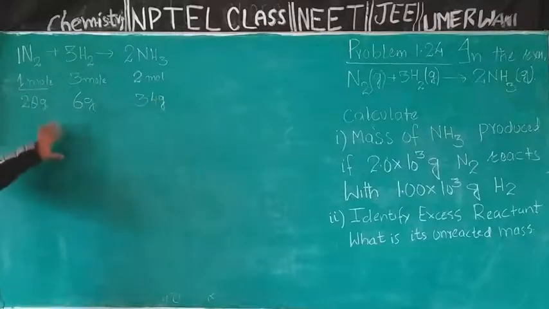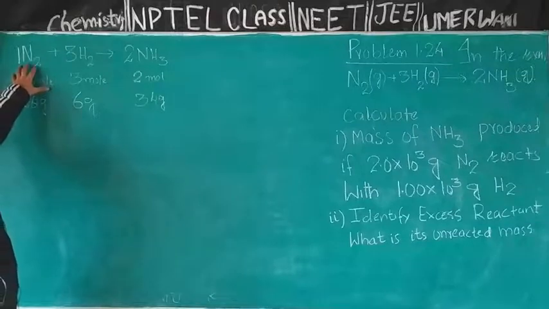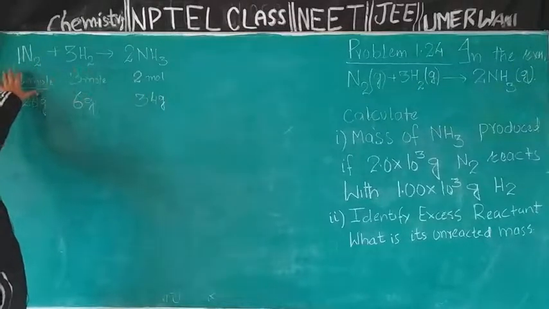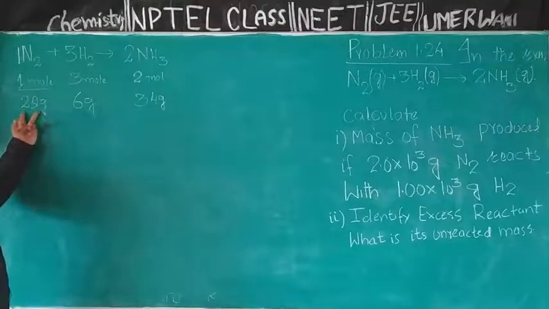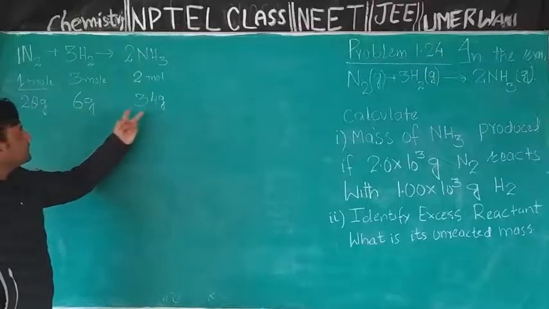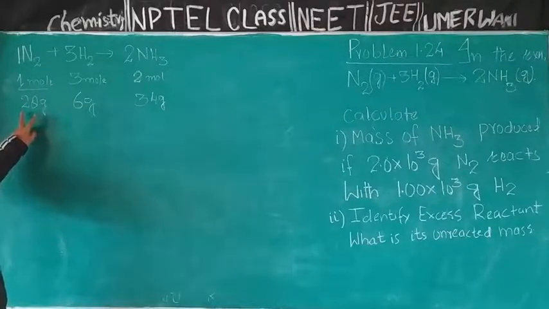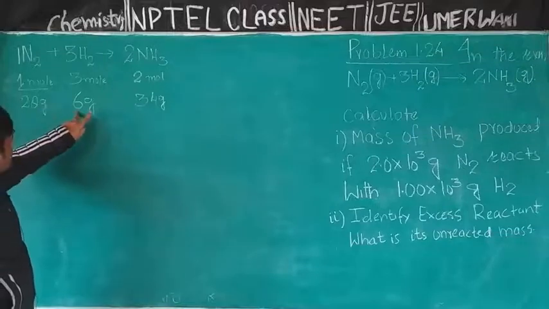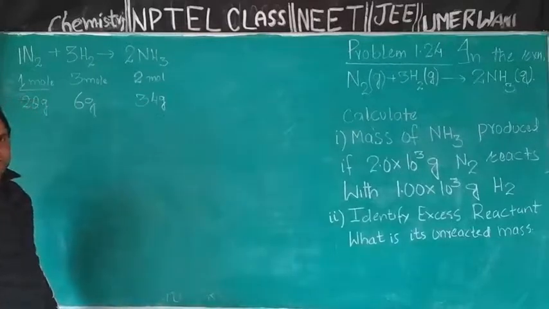This is the quantitative information, fixed information, definite information in terms of mass of nitrogen, hydrogen and ammonia for this particular reaction. So if we will take 28 grams of nitrogen, we have to take 6 grams of hydrogen, then only we will get 34 grams of ammonia. If we start this reaction with mass of dinitrogen equal to 28 grams, then we are bound to take mass of hydrogen 6 grams and mass of ammonia formed will be 34 grams.